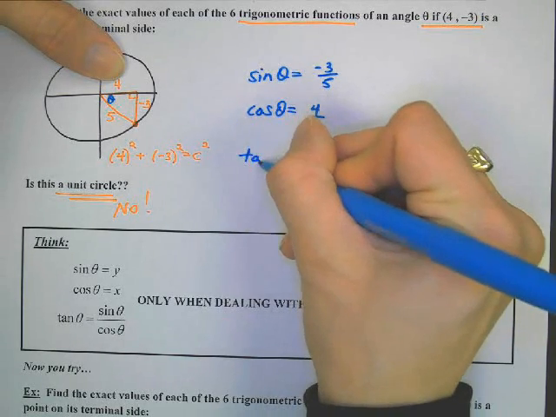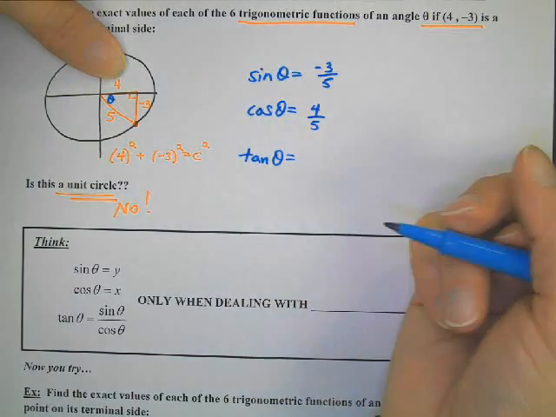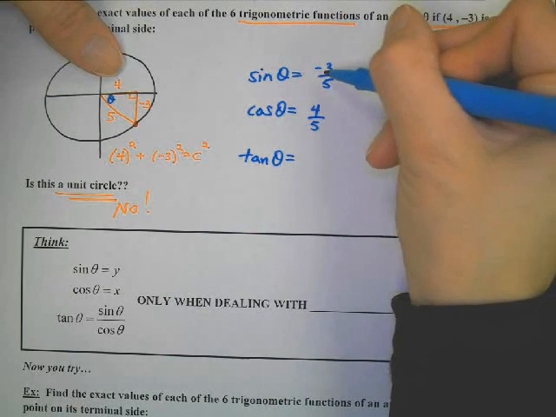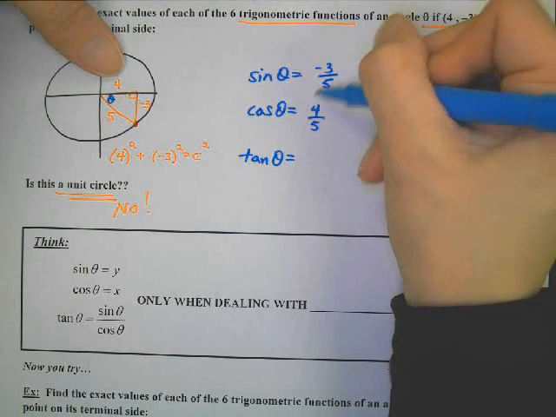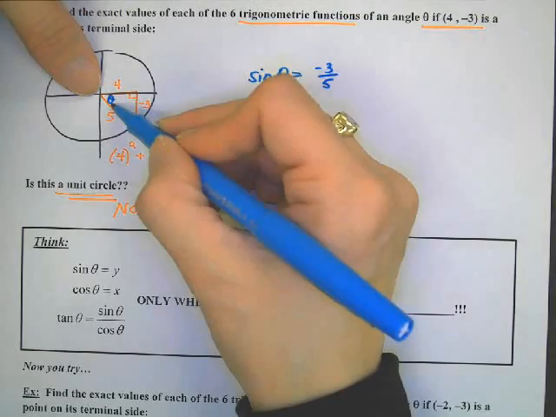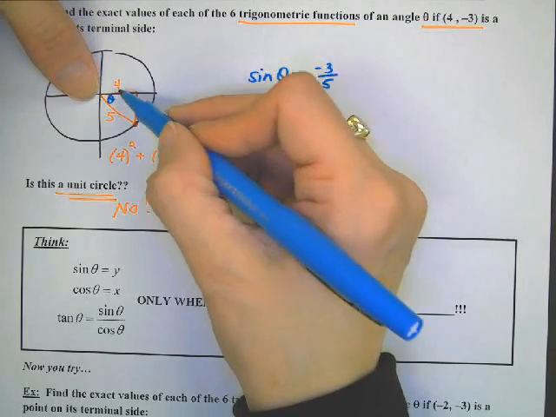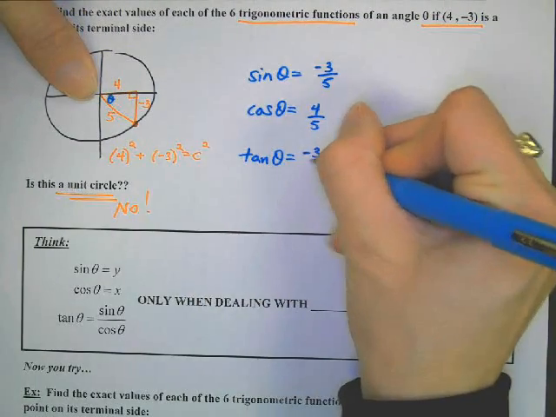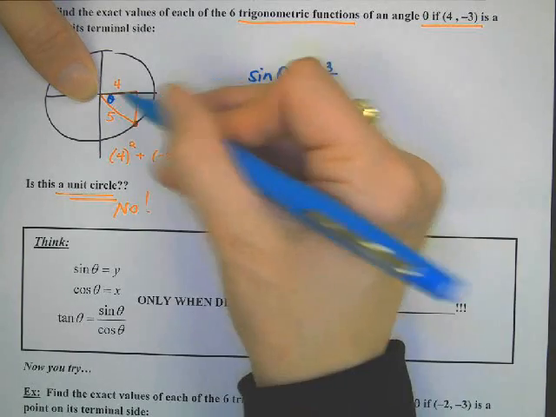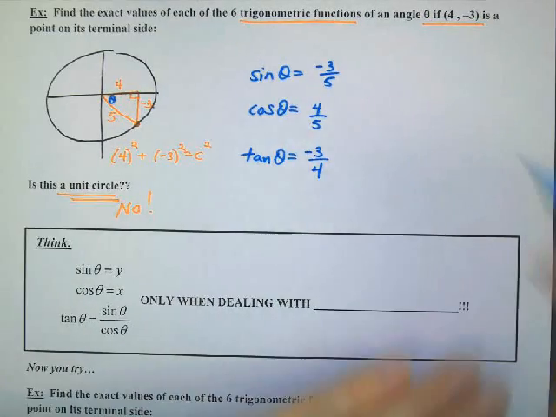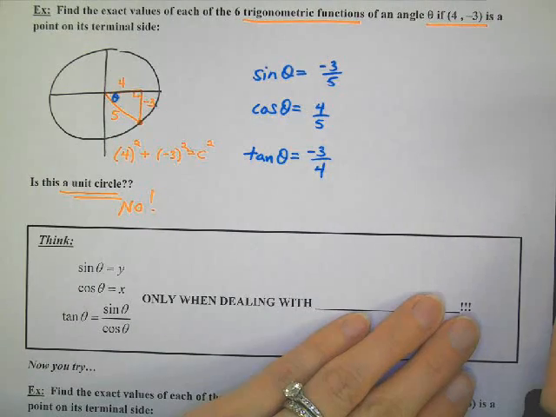And when I say tangent, there's a couple ways you could do this. The sine over the cosine and cancel the 5s. Or you could just do opposite over adjacent. Anyway, you'll get the job done. This might be a little faster since you've already drawn the picture. Otherwise, you have to cancel the 5s.